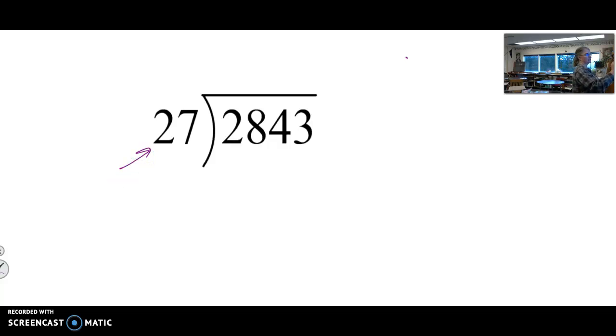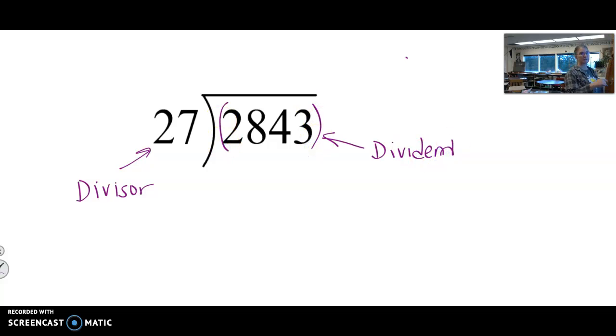This is called the divisor. This is called the dividend. What's underneath the divided by sign. And then when you get your answer, you're going to get what's called the quotient. Okay, so let me erase that here.